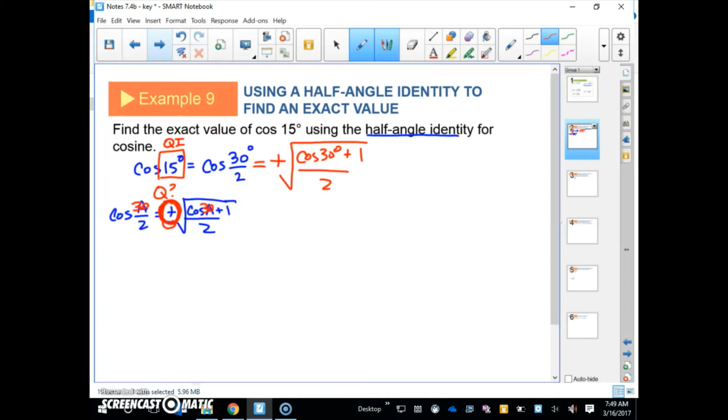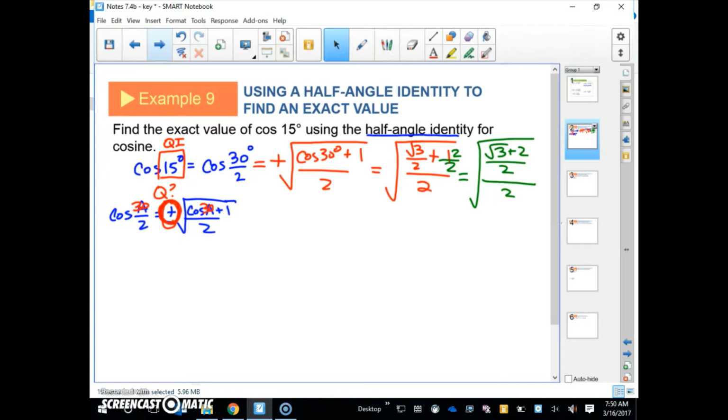We know cosine 30 from our chart. Cosine 30 is square root of 3 over 2. So square root of 3 over 2 plus 1 all over 2. Really complicated looking fraction. And so there are a couple of different tricks you can do. The fastest thing is probably not the easiest thing. So what you should be trained to do at least is we're adding fractions. So get a common denominator and put those together. So we have square root of square root of 3 plus 2 all over 2, all this over 2.